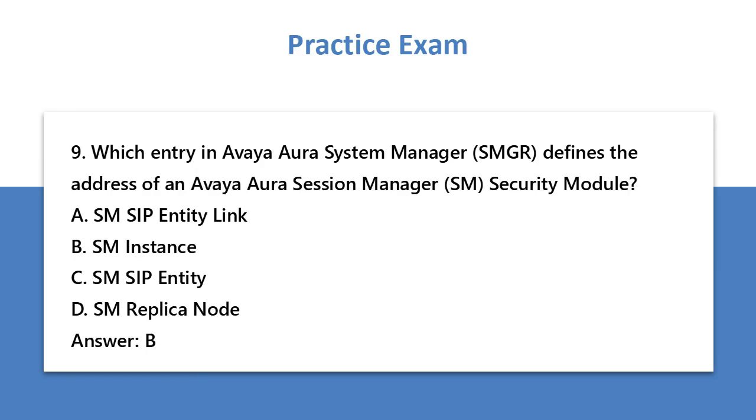9. Which entry in Avaya Aura System Manager, SMGR, defines the address of an Avaya Aura Session Manager, SM, security module? A. SM SIP Entity Link. B. SM Instance. C. SM SIP Entity. D. SM Replica Node. Answer: B.